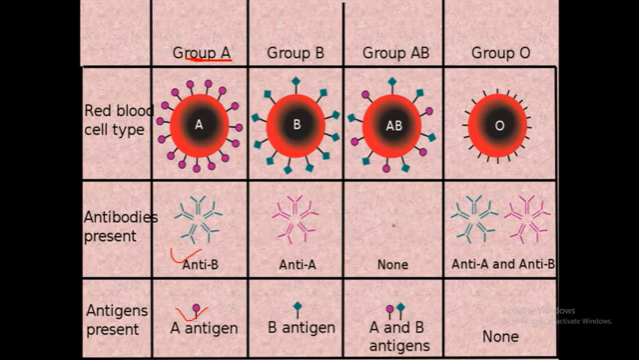The person having blood group AB doesn't have any type of antibodies in their plasma, but has the presence of antigen A and antigen B on the surface of RBC. The person having blood group O has both antibody A as well as antibody B in their plasma, but doesn't have any type of antigens on the surface of RBC. Clear?